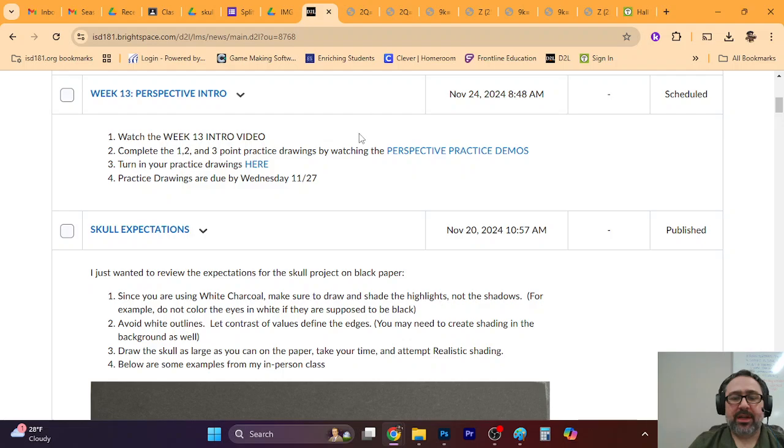So let me just give you a basic example of what it looks like, and then I'm going to explain the assignment for this week. We're going to take this in steps because a lot of you have probably never done perspective before. There are actually three types of perspective: 1 point, 2 point, and 3 point. You are going to follow a video and do a simple example of each one that you are going to turn in.